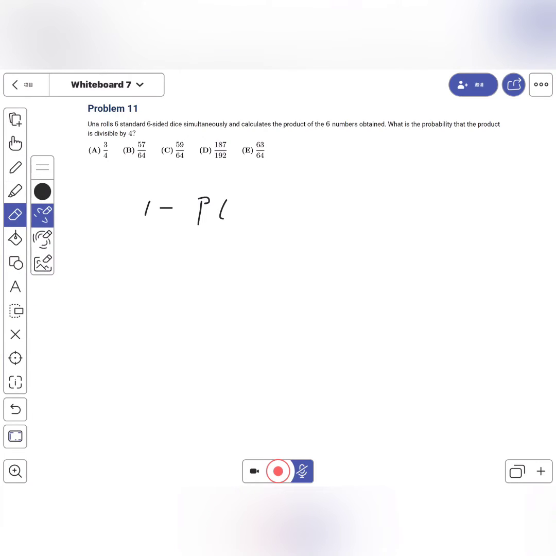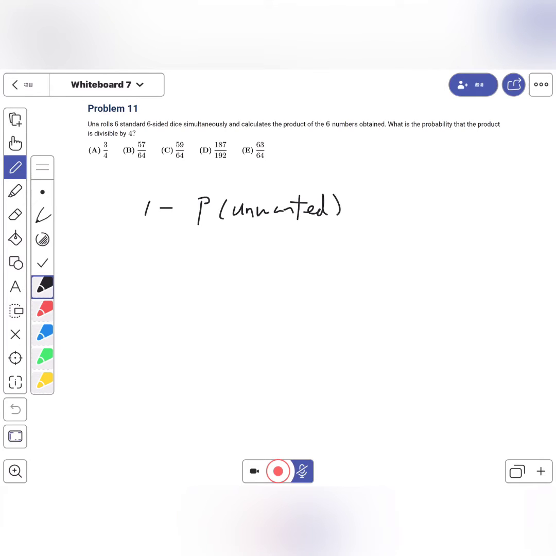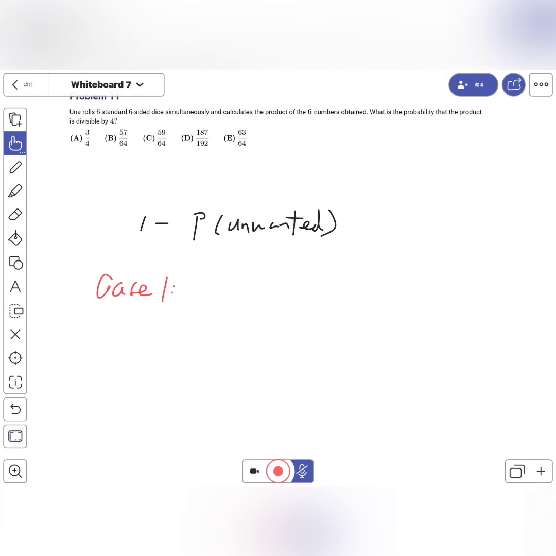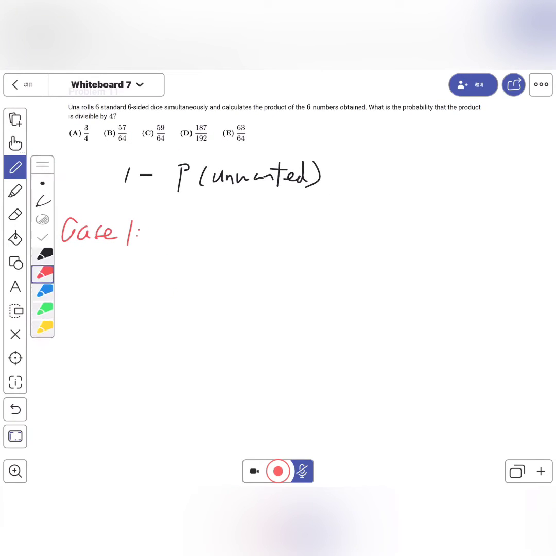the unwanted outcome, which is 1 minus the probability of the product being not divisible by 4. So case 1 will be all odd. If it's all odd, then this will give us 3 over 6 to the 6th power, which gives us 1 over 64.